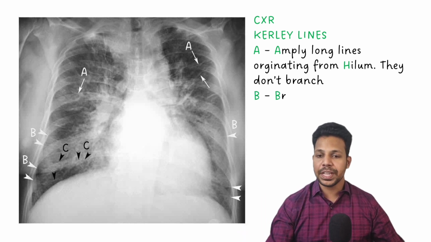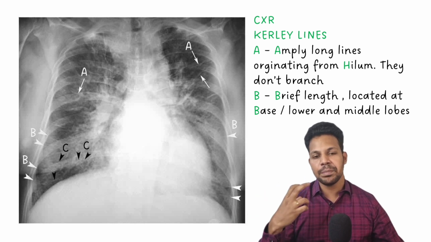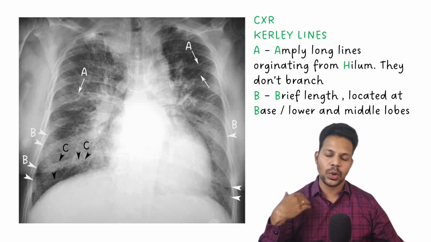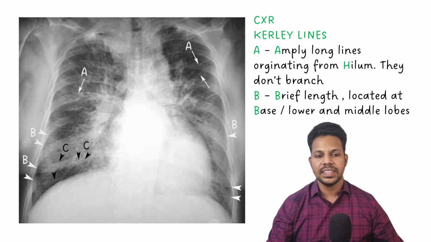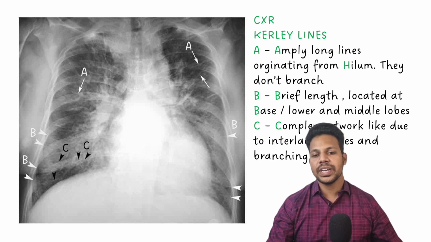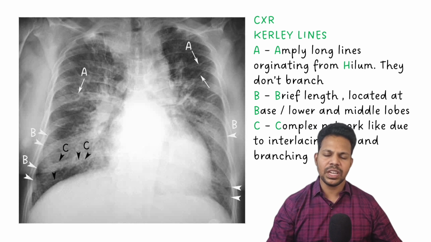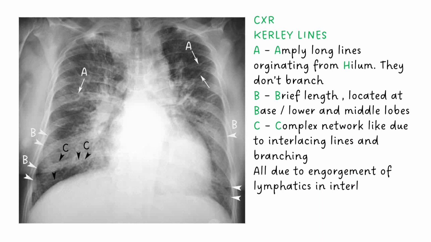Then B for brief length, and B for base, or the middle and lower lobes. The Kerley B lines are located in the middle and lower lobes, in the base of the lungs. You can remember it as the base, and they are of very brief length. The C are branching ones, which form a complex network. C for complex network due to the interlacing fibers and branching. Okay, all of these again are due to the engorgement of the lymphatics in the interlobular septa.